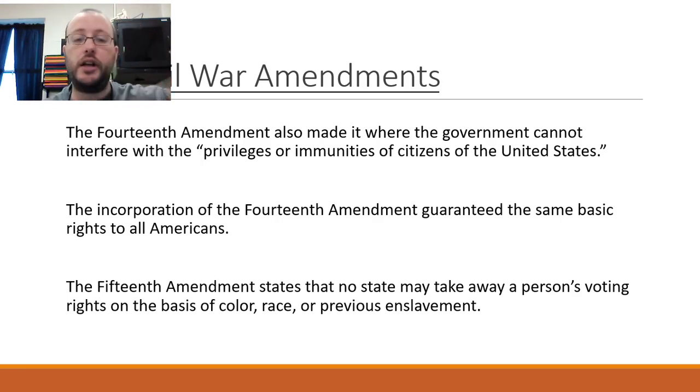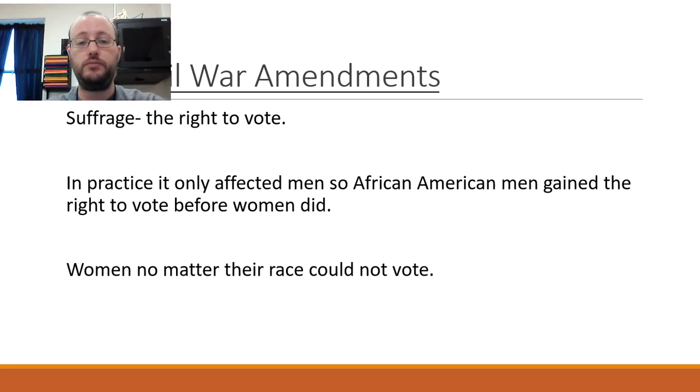The 15th Amendment states that no state may take away a person's voting rights on the basis of color, race, or previous enslavement. This specifically allowed African American men to vote. Now, if you notice, one thing missing there is gender, because women are still not allowed the right to vote. White women still don't have the right to vote at this point. And we'll get into that in a few minutes, but it allowed African American men to have the right to vote. Now, it's not going to be as easy as them going up and casting the vote. And we'll get into that in just a minute.